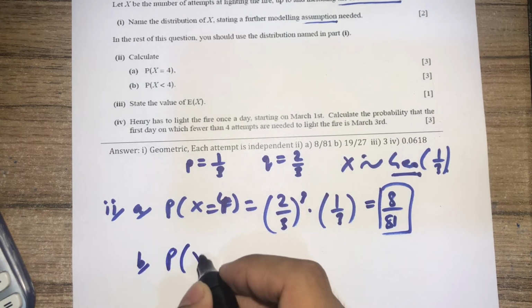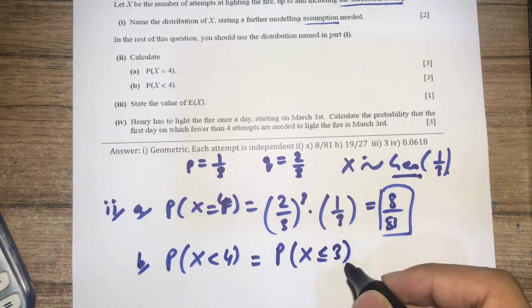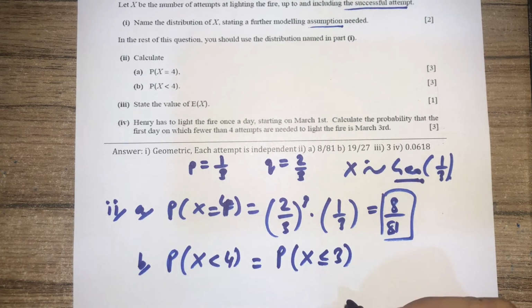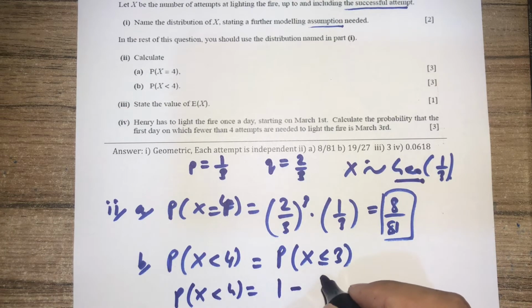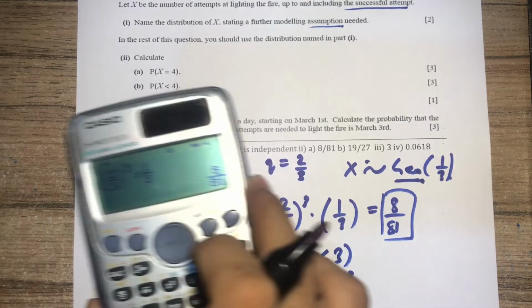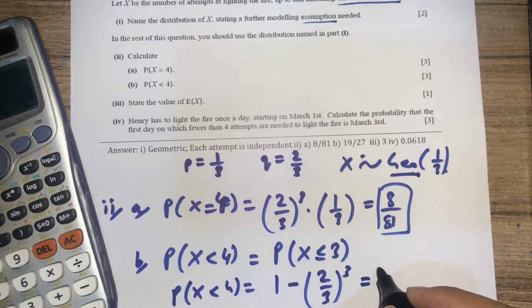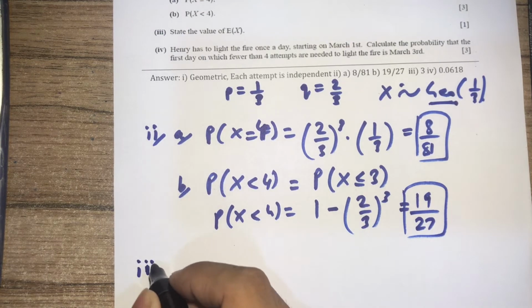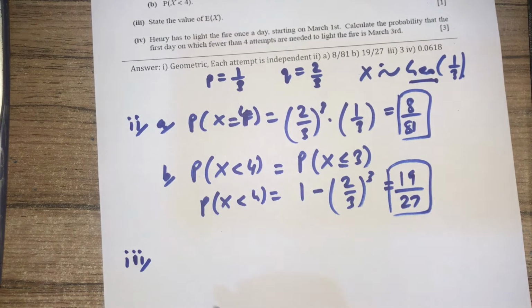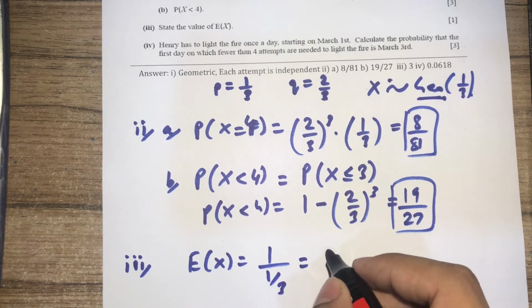Part B, probability of x is less than 4. So x is less than 4 means probability of x is less than or equal to 3, because obviously again we cannot have 3.5 tries or tries in decimals. So probability of x is less than 4 will then be, formula is 1 minus q power n, so q is 2 upon 3 power 3. This is 19 upon 27. In the third part, they're saying state the value of E of x, expected value of x. Expected value's formula is 1 upon p, p is 1 over 3, so this will be obviously equal to 3.